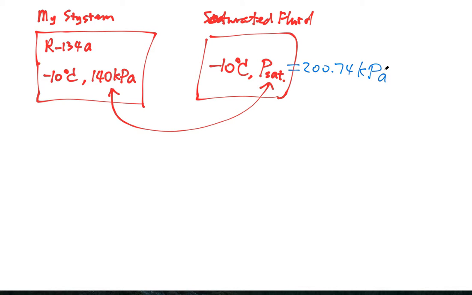Now let's do the comparison. We're comparing my system with the saturated fluid system. Since they both have the same temperature, we compare the pressure. The pressure of my system, 140 kilopascal, is smaller than 200.74 kilopascal. So my system's pressure is lower than the pressure of a saturated fluid system at the same temperature as my system.